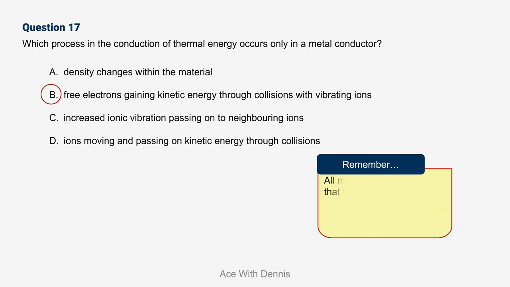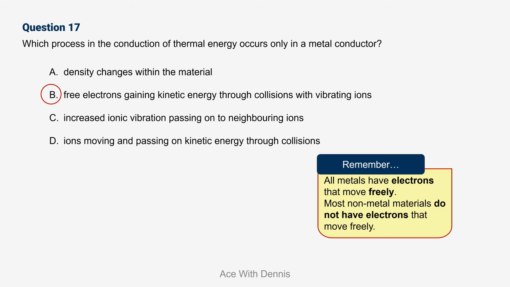So remember that all metals have electrons that move freely, while most non-metal materials do not have electrons that move freely. So for this question, the main idea is the metal conductor. This is how a metal conductor conducts thermal energy, which is by free electrons. So among these four choices, B is the best answer to describe how a metal conductor transfers thermal energy.